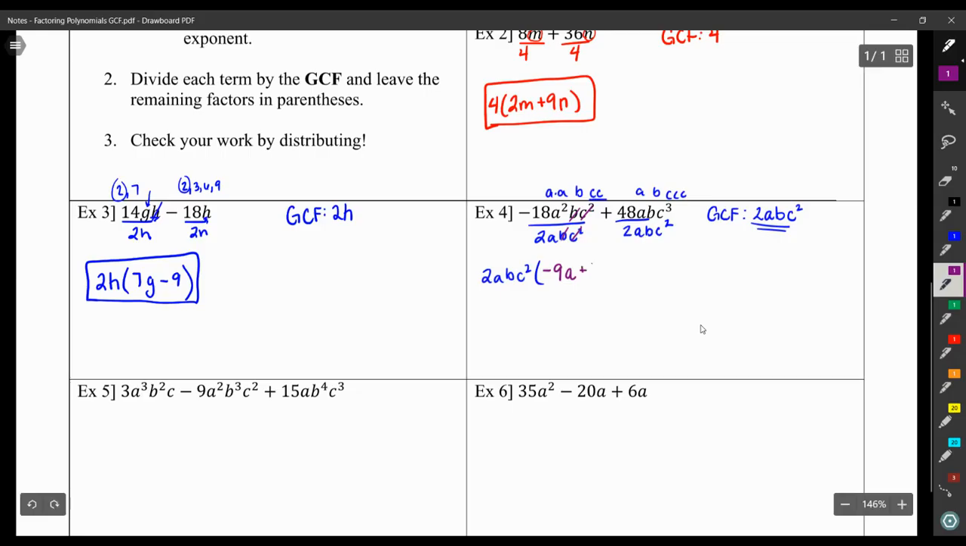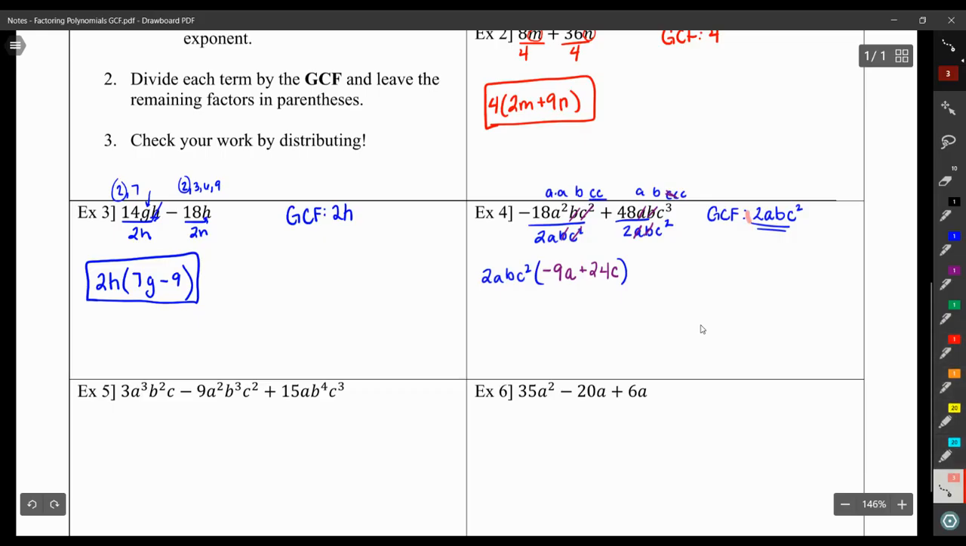48 divided by 2 is positive 24. A, divide out an a, we don't have any a's left. B, divide out b, there are no b's left. If I have 3 c's, but I take out 2 of them, then I have a single c left over. Now, before you say you're finished, make sure that you can't divide out anything else. Because if I look at negative 9a and 24c, I see that 9 and 24 still have a common factor. They can still be divided by 3.